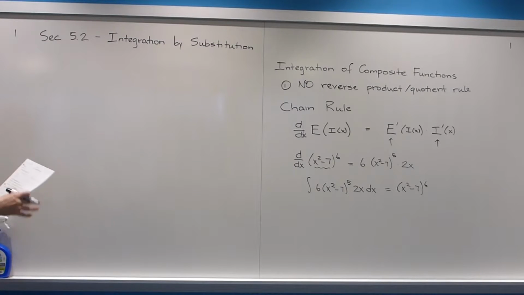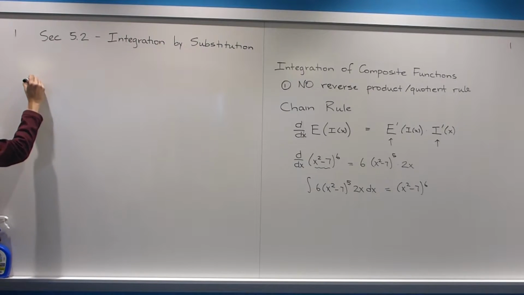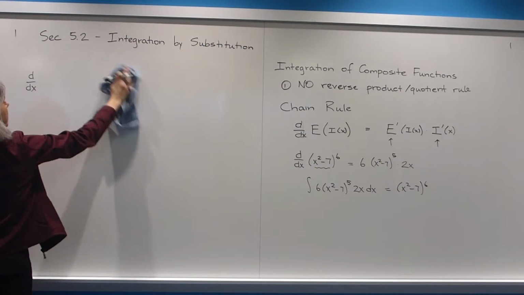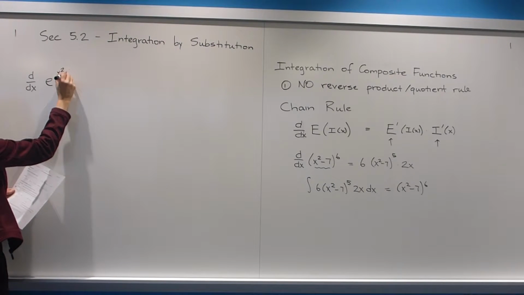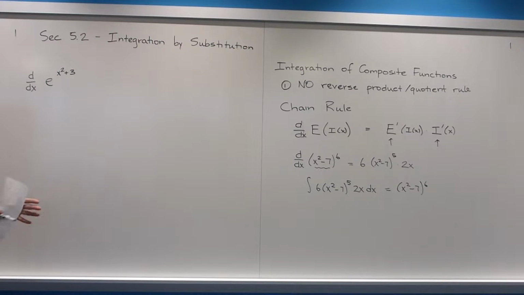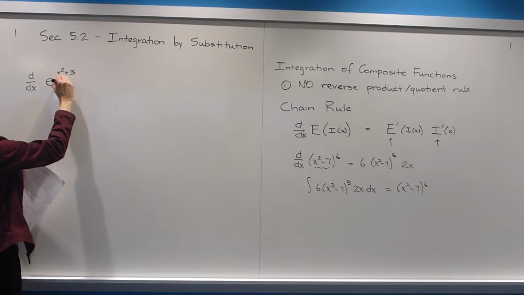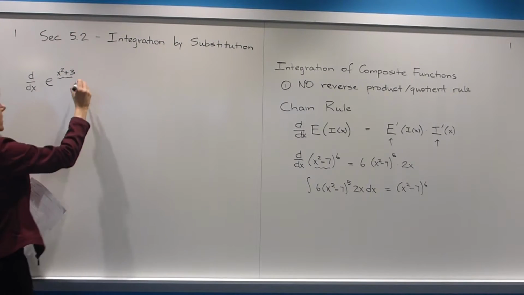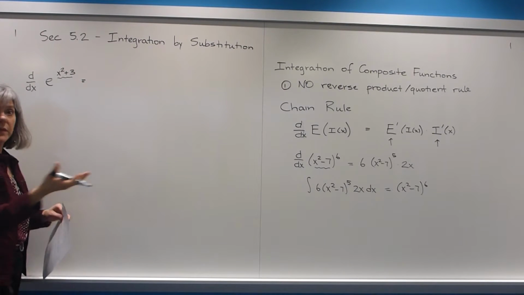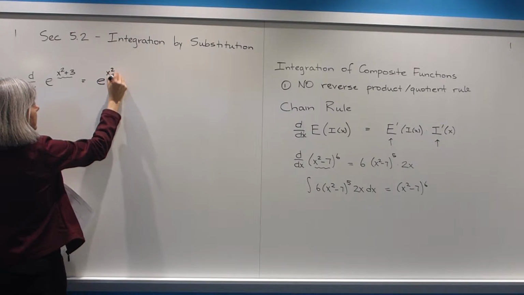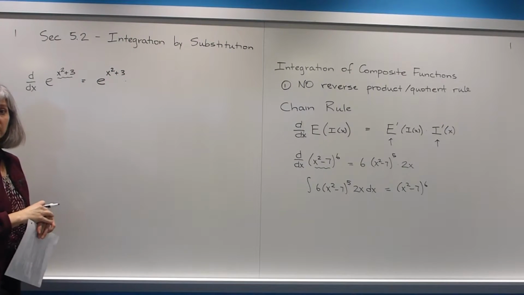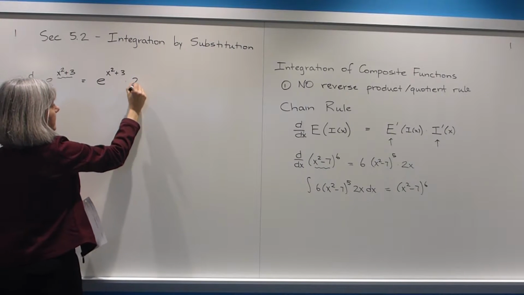Okay, so let's look at this one. If I wanted to find the derivative of e to the x squared plus 3, again, it's a composite function. Here's my outside function. There's my inside function. So its derivative would be, derivative of e to the x is just e to the x, so I still have this for my outside function, times the derivative of the inside, 2x.